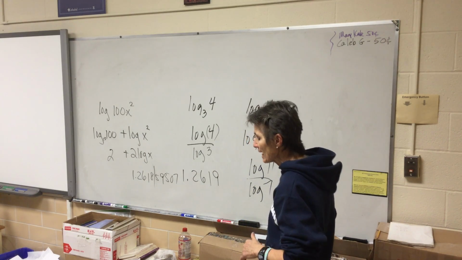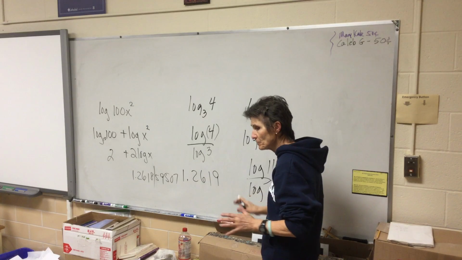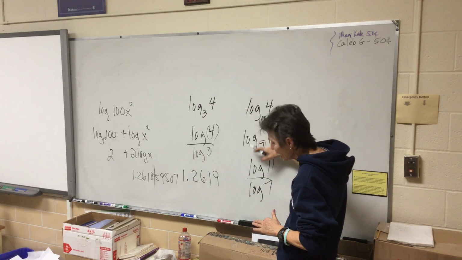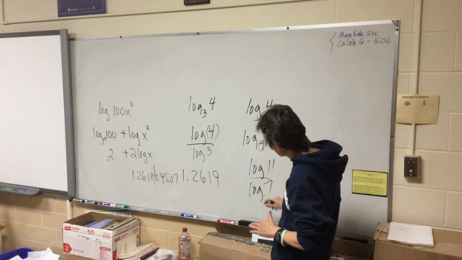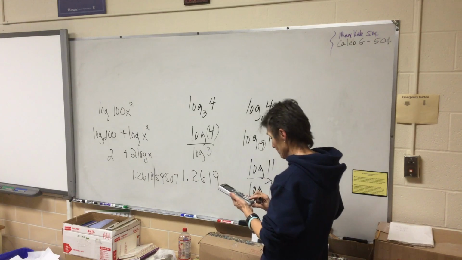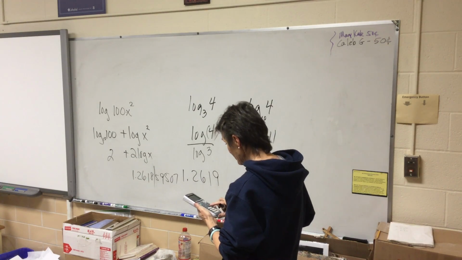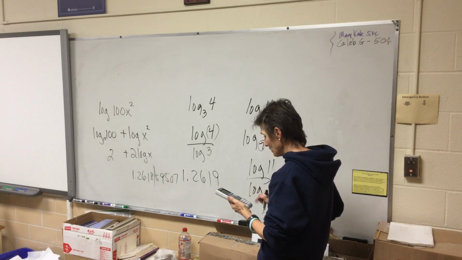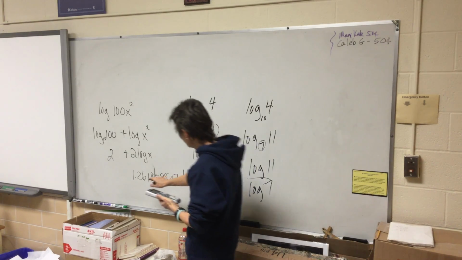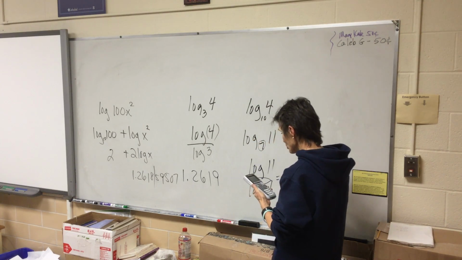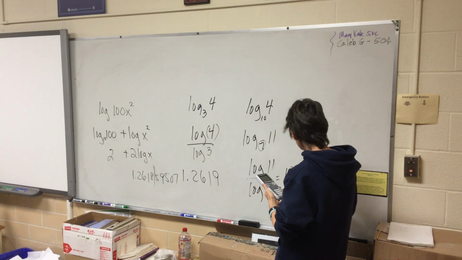Yep, that's exactly right. And we're never going to get confused because the base number is always below the others, and that's why it goes in the denominator. It goes below the fraction. So log 11, close parentheses, divided by log 7. We're going to 4 decimal places. So I got 1.2323.